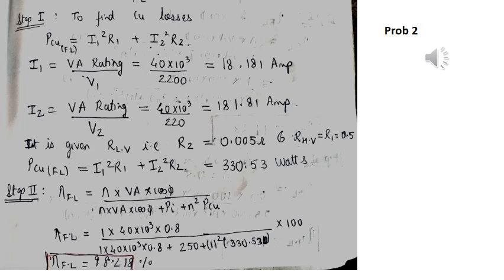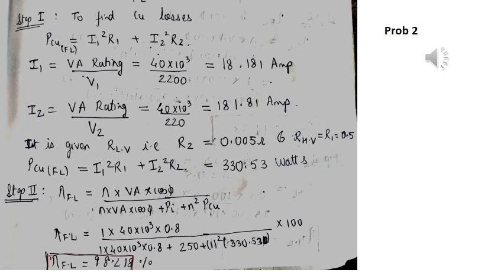As we all know, copper losses are given by the formula I1 square R1 plus I2 square R2, wherein I1, I2 are the primary and the secondary full load currents. So let us first calculate the values of I1 and I2. I1 will be VA rating divided by V1, so it is 40 into 10 to the power 3 divided by 2200. So we get the value of full load primary current as 18.18. Similarly, we can calculate the value of I2 as VA rating upon V2. So the value of I2 that we are getting is 181.81.